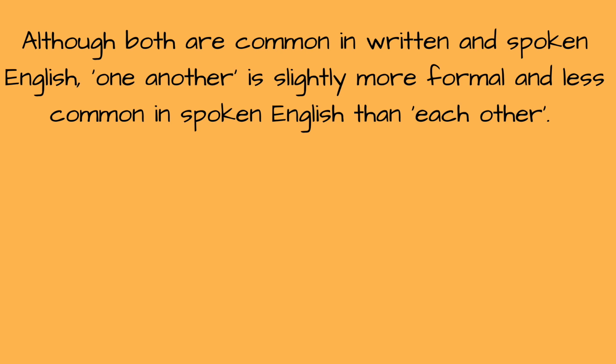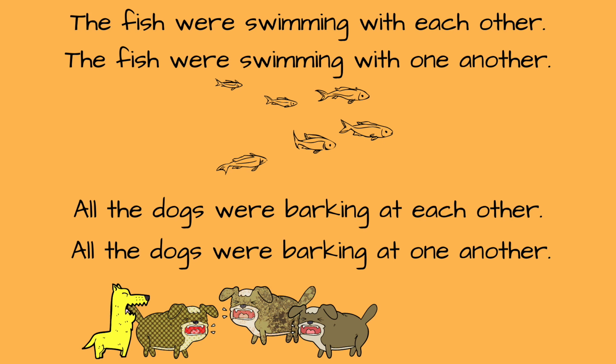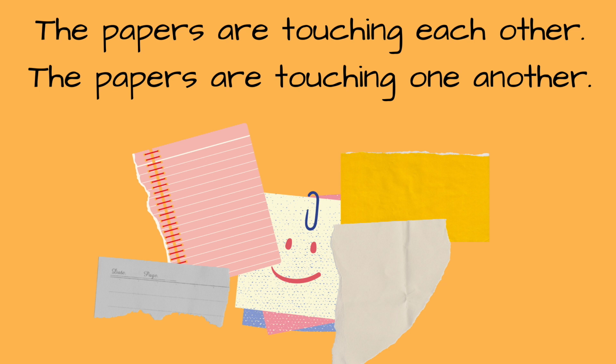And one another and each other are not only used for humans, they can also apply to our pets, our animals, okay? So I could say the fish were swimming with each other, or the fish were swimming with one another. I could say all the dogs were barking at each other, or all the dogs were barking at one another. And it doesn't just have to apply to living things. I could say the houses are facing each other, or the houses are facing one another. So it could apply to objects, to things. I could say the papers are touching each other, or the papers are touching one another.